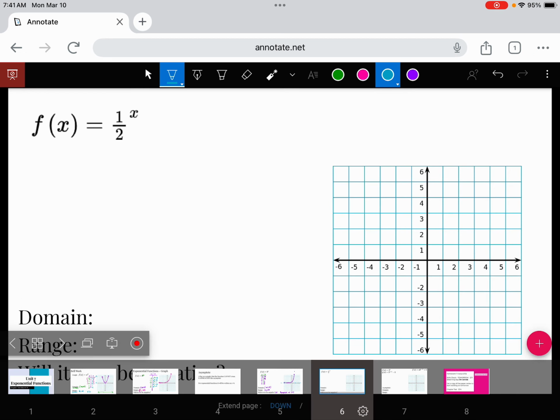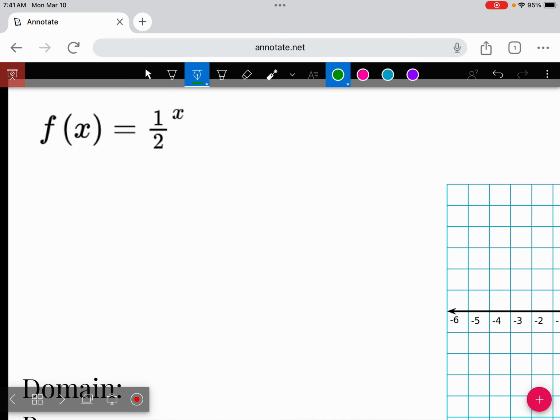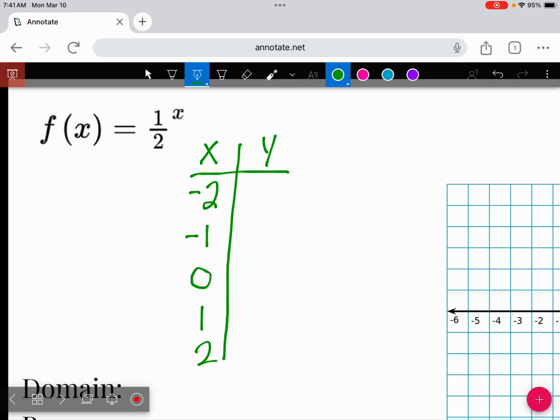So what happens if we have our base of 1/2? Let's see what this looks like. We're going to pick those same x values. I highly recommend you use those ones. They give us a really good idea of what's happening. We're going to use our -2, -1, 0, 1, and 2. Those are always a safe bet.